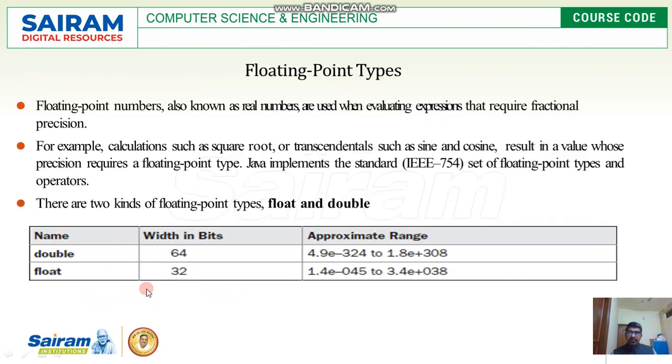When it comes to floating point, we have two types: one is double and the other is float. Double takes 64, and float takes the same as integers. Please look at the range each takes. What is the difference between double and float? Floating point numbers are also known as real numbers. When we evaluate expressions where we have to use numbers with fractions, we can use them.